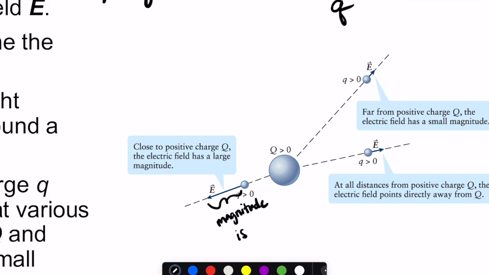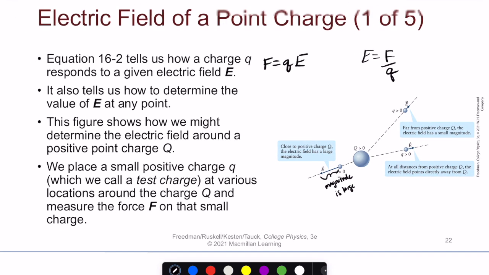And the magnitude is large. Compared to, for example, when you're a little bit farther away, look at your magnitude. It's a little bit smaller. And then if you're even farther away, look at the magnitude of E, it's even smaller. So what we can see from this picture is that the magnitude of the electric field is inversely proportional to the distance you are from the charge creating the field, in this case, big Q. And it turns out that it's actually inverse square proportionality.